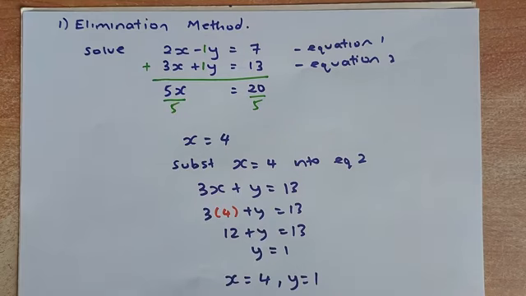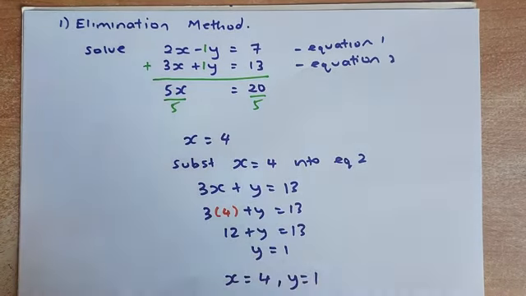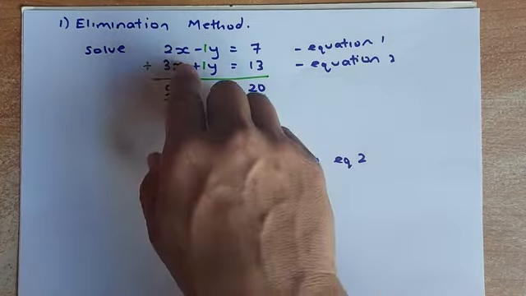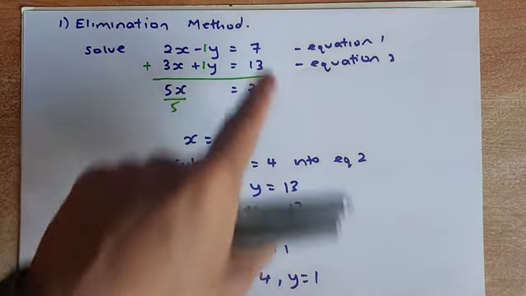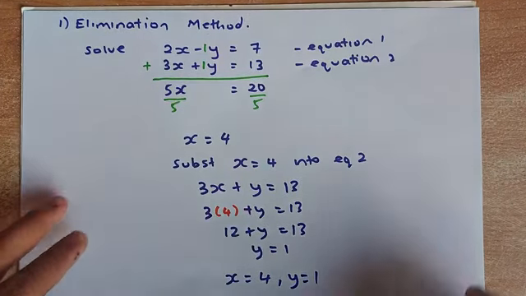And to confirm, checking it, you can substitute these values into both equations. If they are equal to the actual values, then you have found it right. For example, x equals 4 and y equals 1. We substitute them into the first equation again. 2 times 4 is going to be 8, 8 minus 1 will be 7, and you know you got it right.